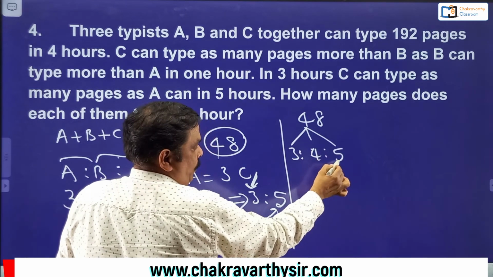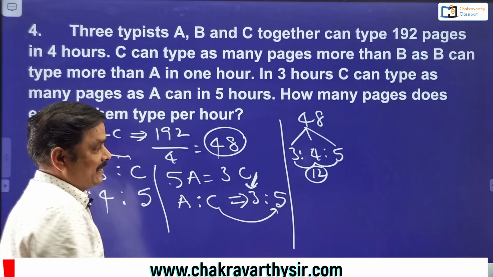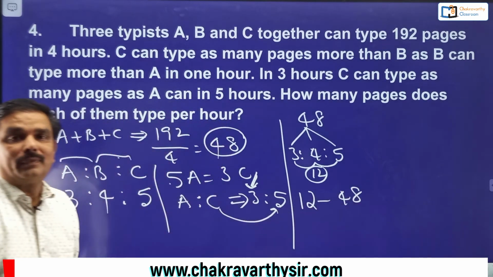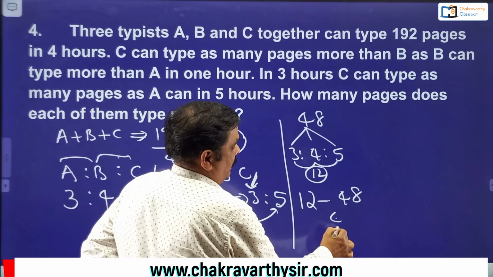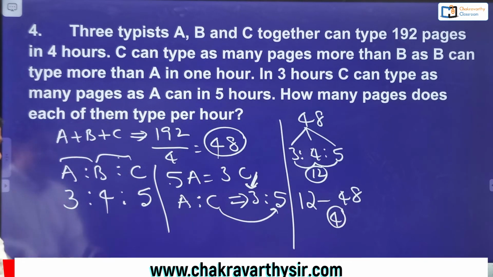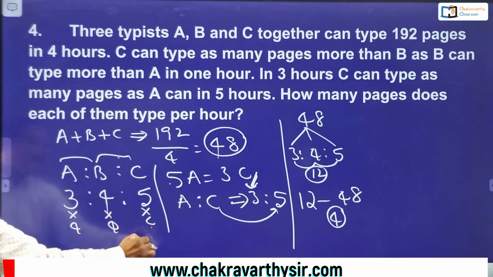We know the shortcut. 4 plus 5, 9, plus 3 is 12. That means 12 parts is equal to 48. Then 1 part is equal to 4. 12 fours are 48. 1 part is 4. Now students, here A can do, I'll write here otherwise, 3 into 4. This is 4 into 4. This is 5 into 4.